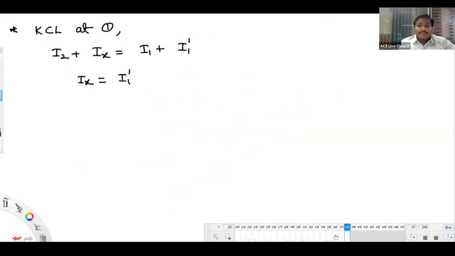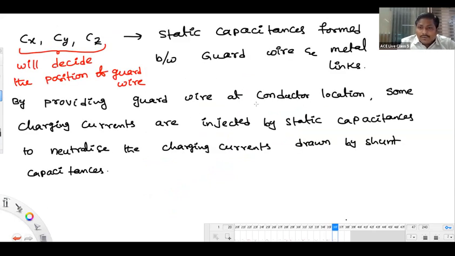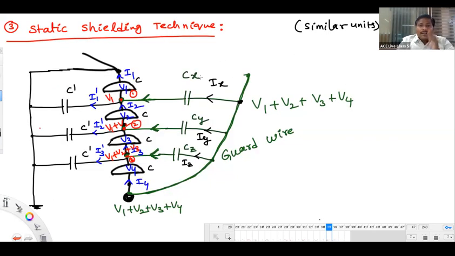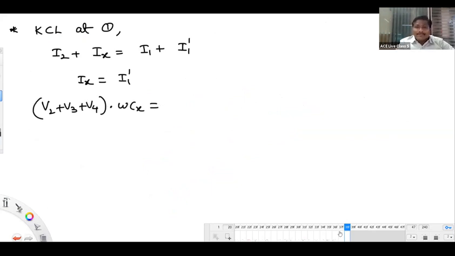What is Ix here? Ix, this one. You see this side voltage, V1 plus V2 plus V3 plus V4. Other side we have V1. What is the potential gap? V2 plus V3 plus V4 multiplied with omega Cx. So you can write V3 plus V4 multiplied by omega Cx.